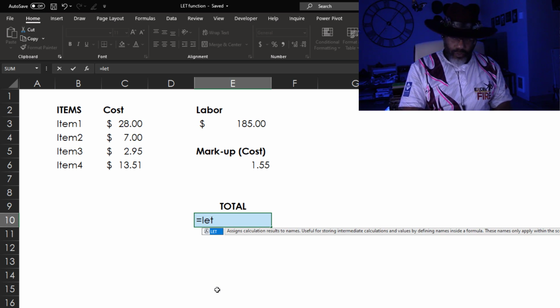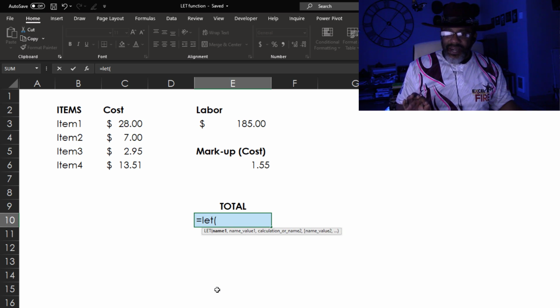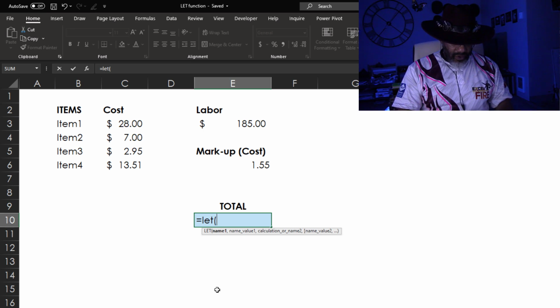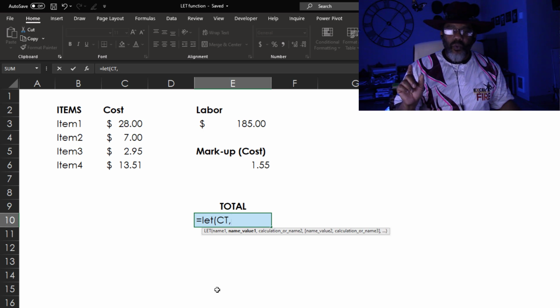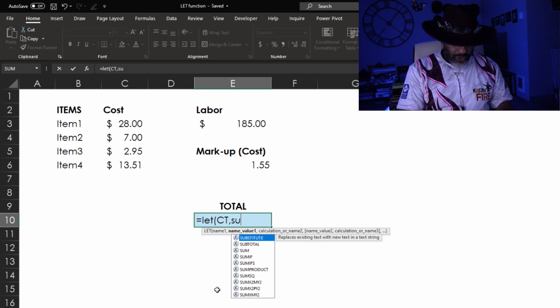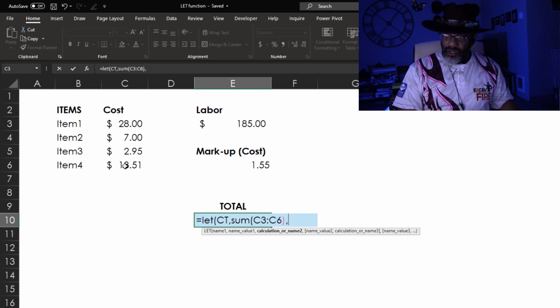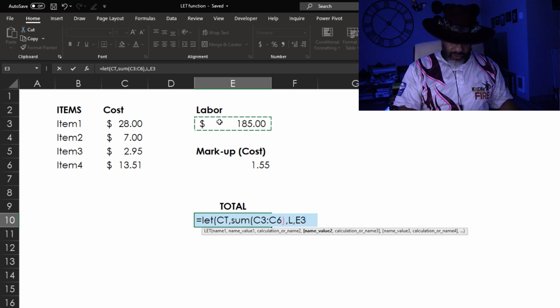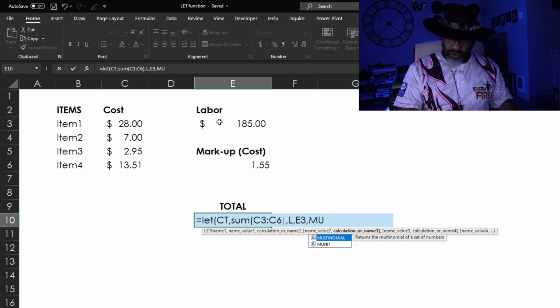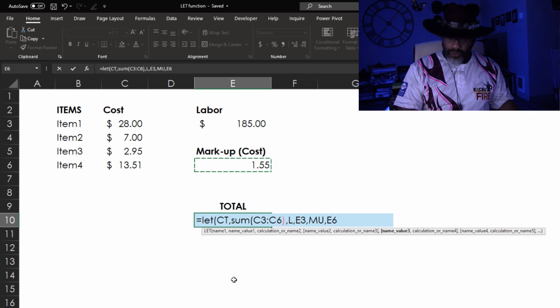Equals LET, open parentheses. It's asking for name one. I'm gonna use the name CT for cost total, comma. Now, what do I want CT to represent? I want it to represent the SUM, open parentheses, of this, close parentheses, comma, calculation or name two. I want a second name, and I want to call it L for labor, comma, here, there's a labor cost, comma, MU, that's the third name, comma, that's the markup, comma.